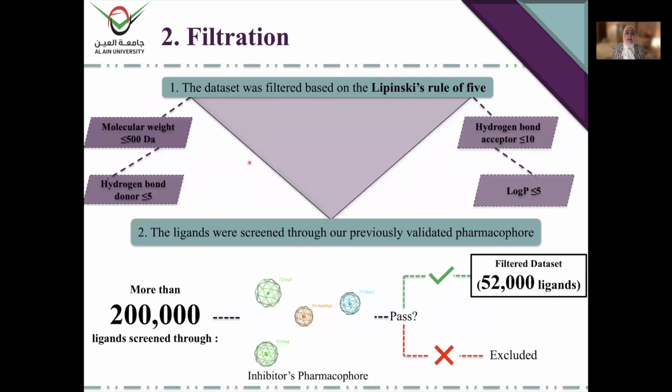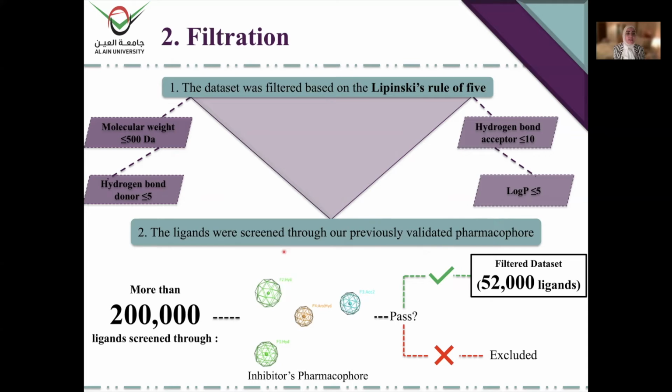Next, this dataset was filtered based on Lipinski's rule of 5. This drug-likeness filter included a molecular weight less than or equal to 500 Dalton, hydrogen bond donors less than or equal to 5, hydrogen bond acceptors less than or equal to 10, and logP, which represents the lipophilicity of the drug, less than or equal to 5. Next, the dataset was further filtered using our previously validated pharmacophore.